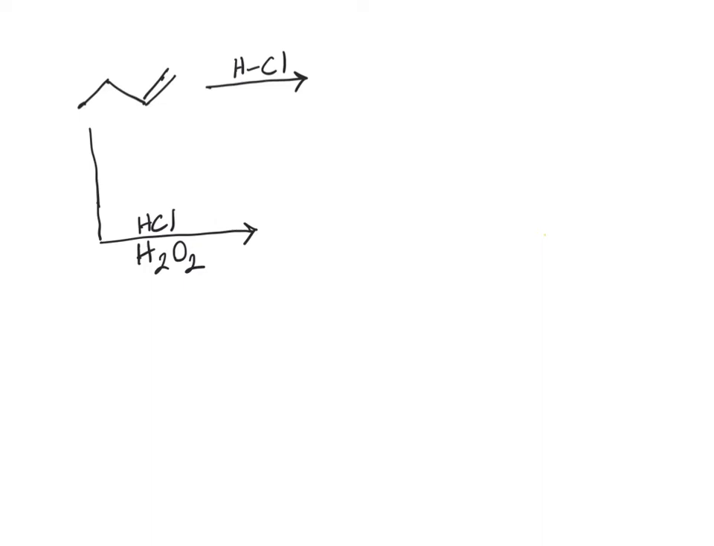Give the major product of each reaction. The first reaction is hydrohalogenation of alkene, and the reagent is only HCl. We know that this is a Markovnikov addition.